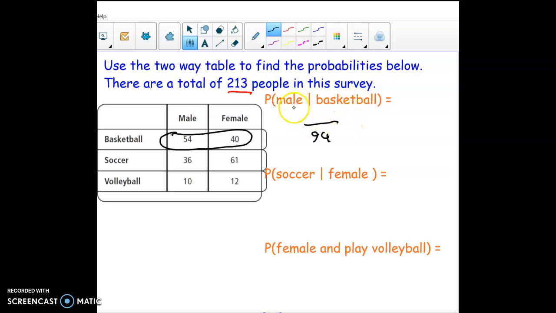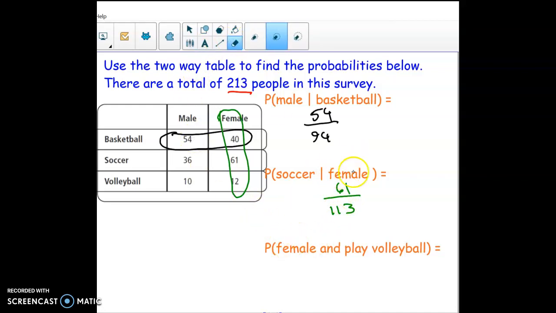And then the probability that they're male, given that they're a basketball player, is out of these 94 basketball players, 54 are male. So that probability is 54 out of 94. Next one says probability to play soccer, given that they're female. So given that they're female means I'm looking at all of these females, and I think that adds up to be 113. And out of those 113 females, how many play soccer? And that's 61. So again, the denominator is whatever comes second, all the females.